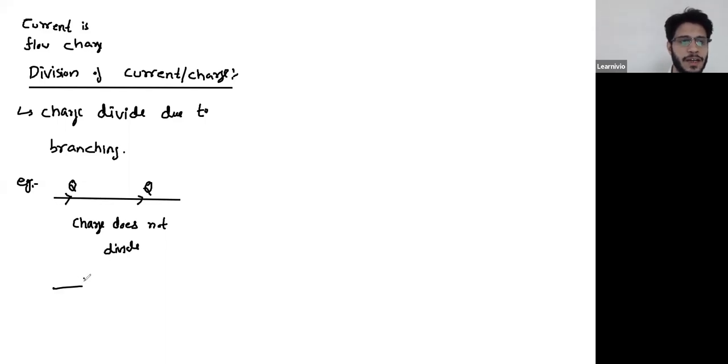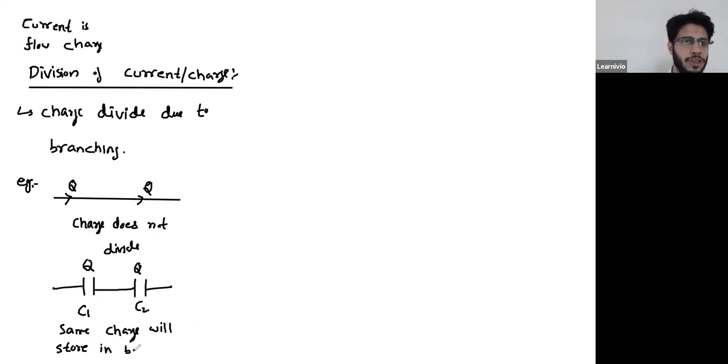Which means if I connect two capacitors in this way, you have two capacitors, a capacitor C1 and capacitor C2. There is no branching from C1 to C2, only a single wire, which means charge in both the capacitors will be same. Same charge will store in both capacitors. So we'll have same charge in both the capacitors.